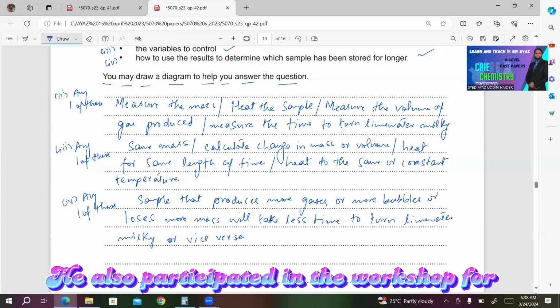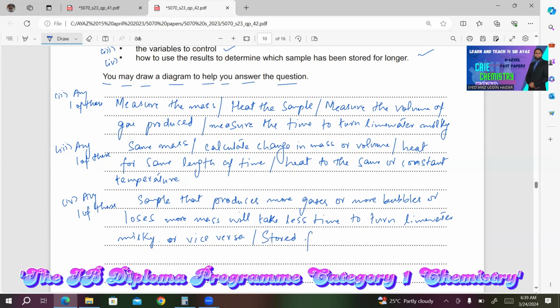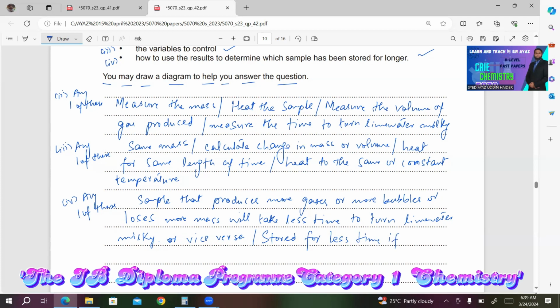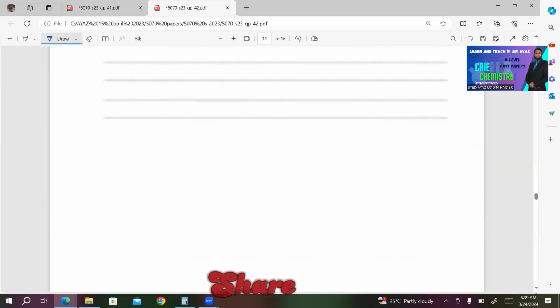So if the lime water is milkier, which means stored for less time. Stored for less time if lime water is milkier. If it's stored for a long time, it will turn less milky in this case.